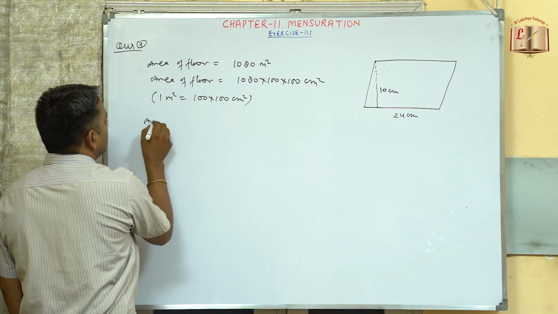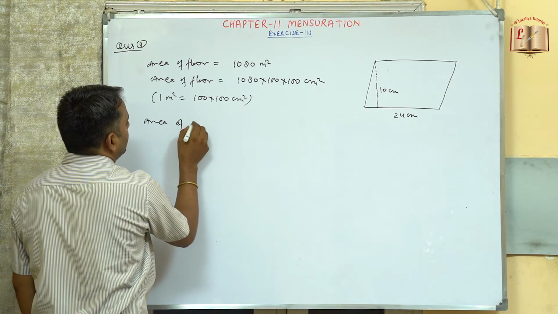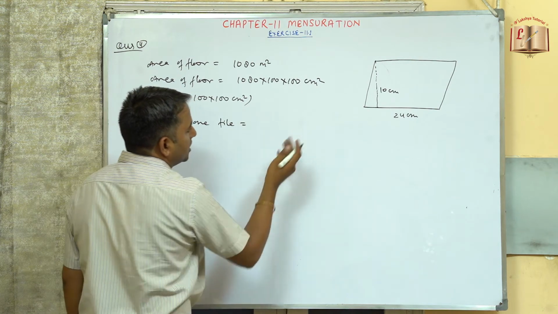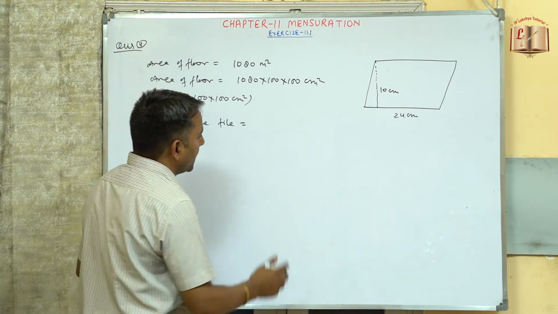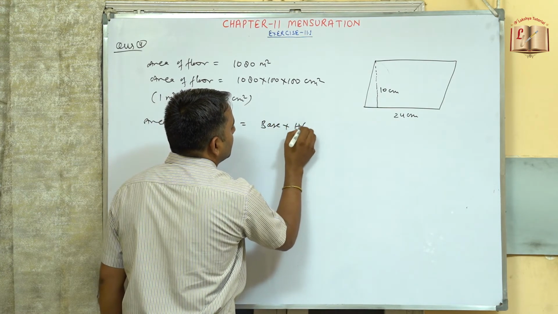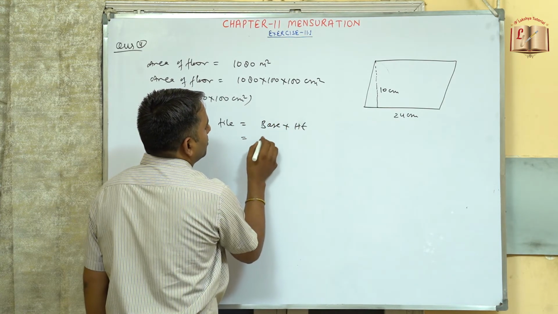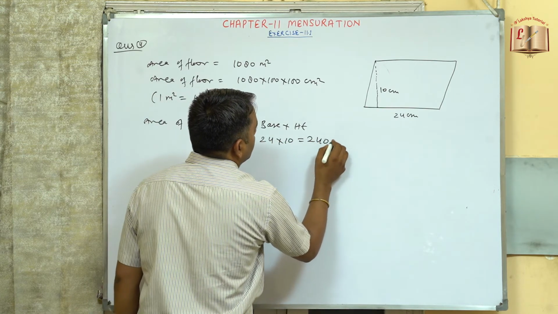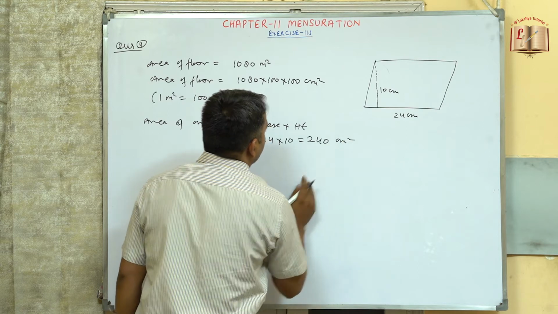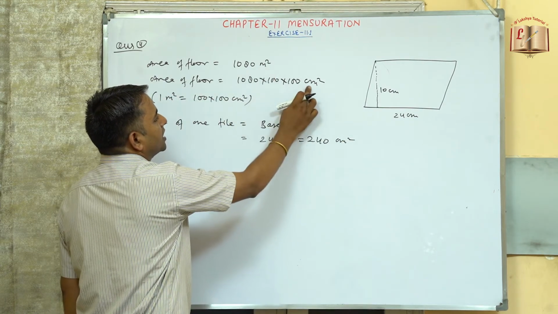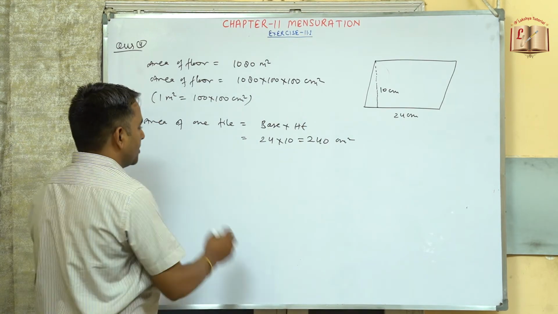So now the area of one tile. The area of one tile means the area of the parallelogram itself. The area of the parallelogram is base into height. So this will be equal to 24 into 10. So this is 240 centimeter square. Because both units should be the same, I have converted the meter square into centimeter square.